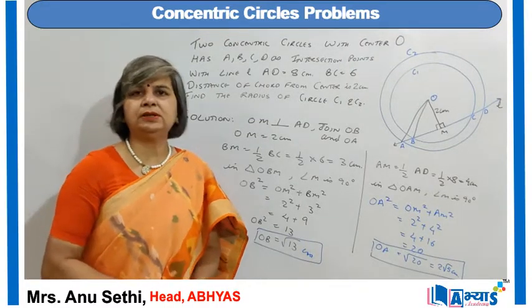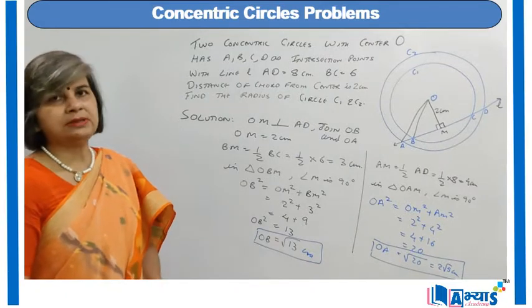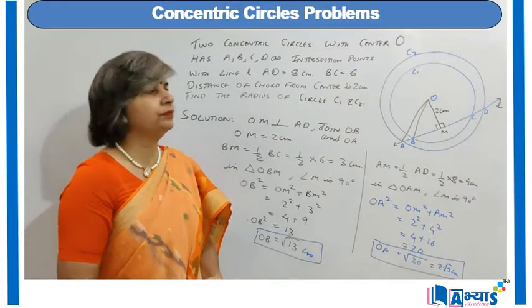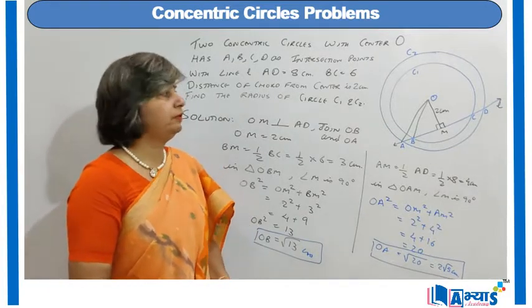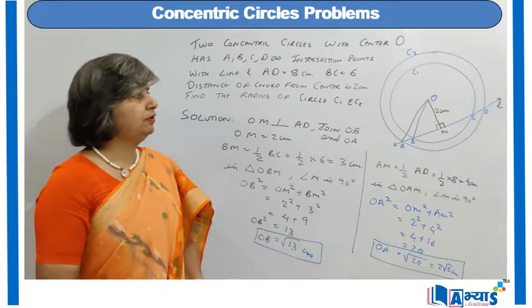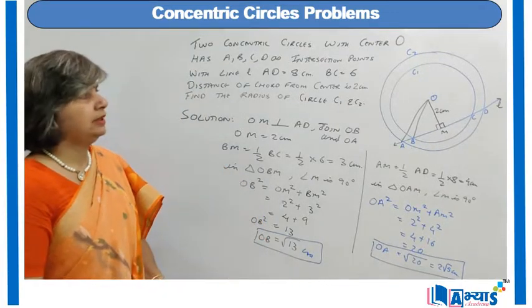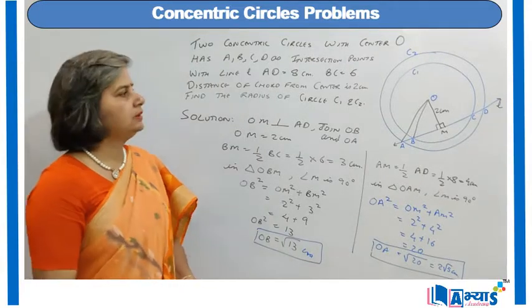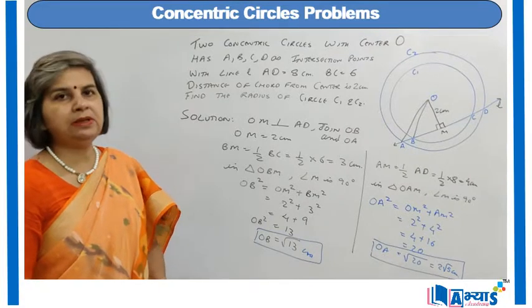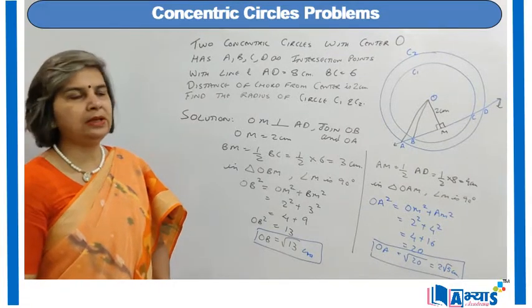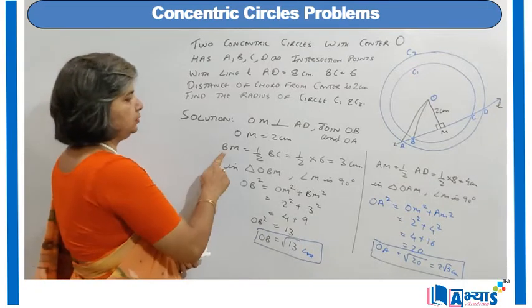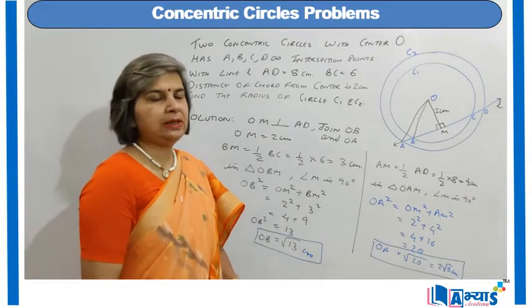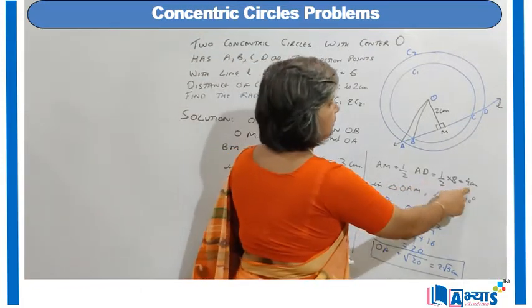First we have used that in the case of concentric circles, as the chords lie on the same line L, for both the chords the perpendicular will be the same. So OM will be perpendicular to BC also, and OM will be perpendicular to AD also. Secondly, we have used the concept that the perpendicular bisects the chord. So OM is bisecting BC as well as AD. As M is bisecting BC, BM is half of BC, so it was 3 centimeter, and AM is half of AD, that is 4 centimeter.